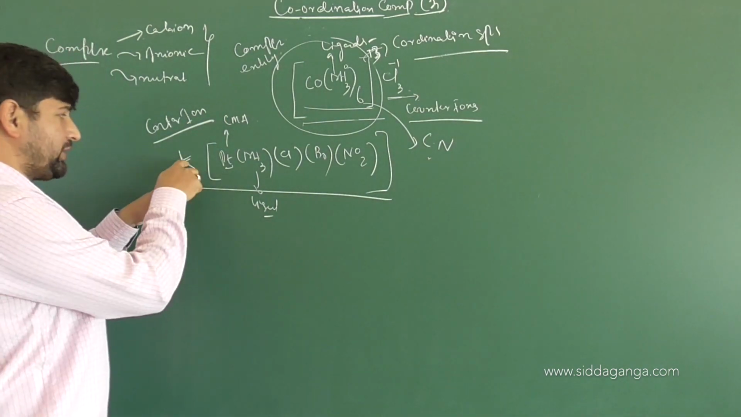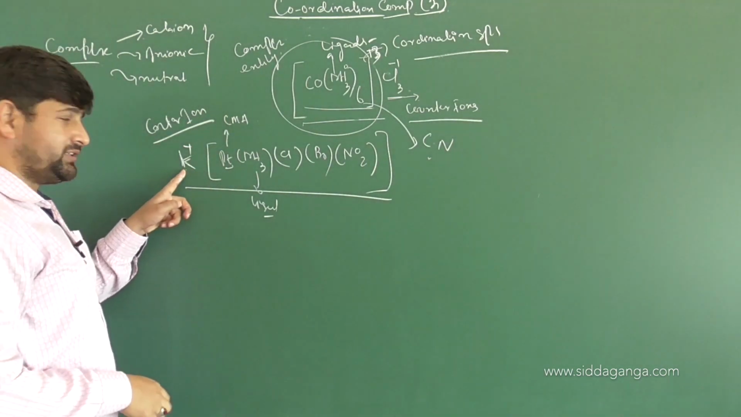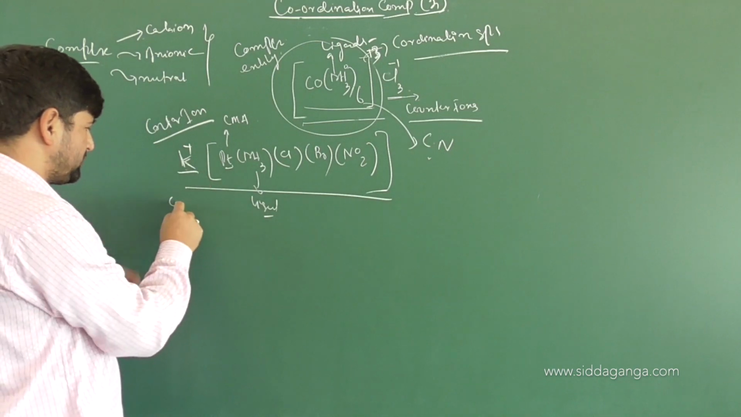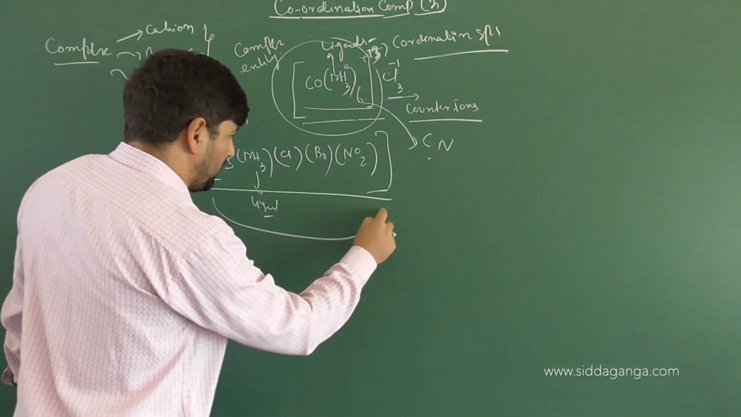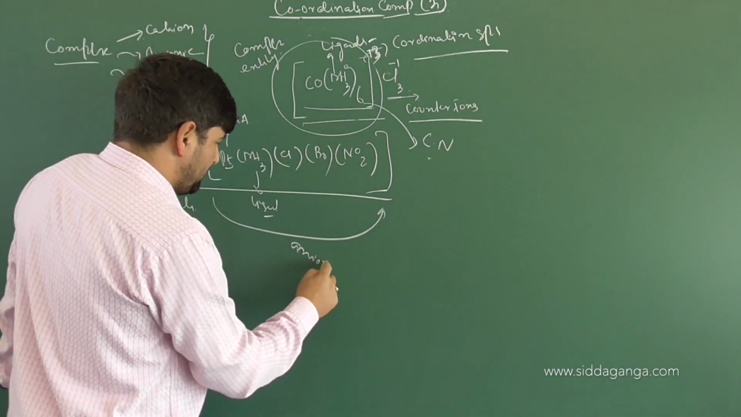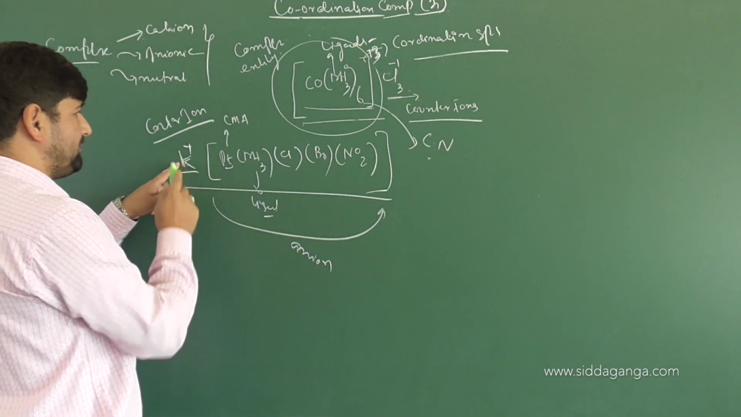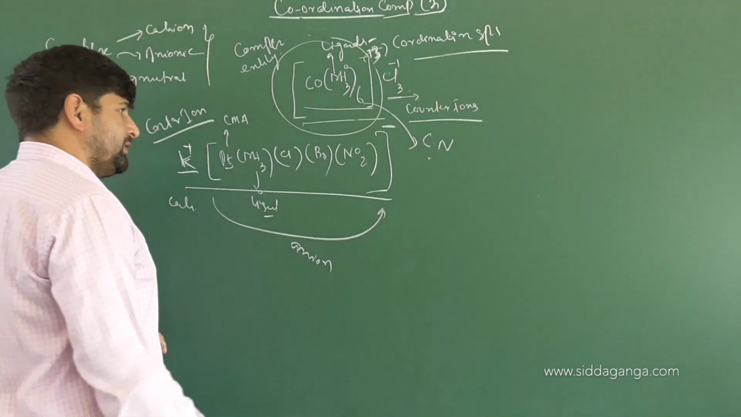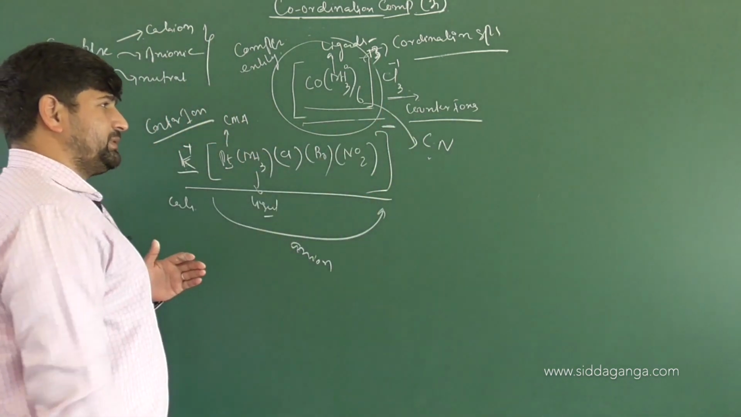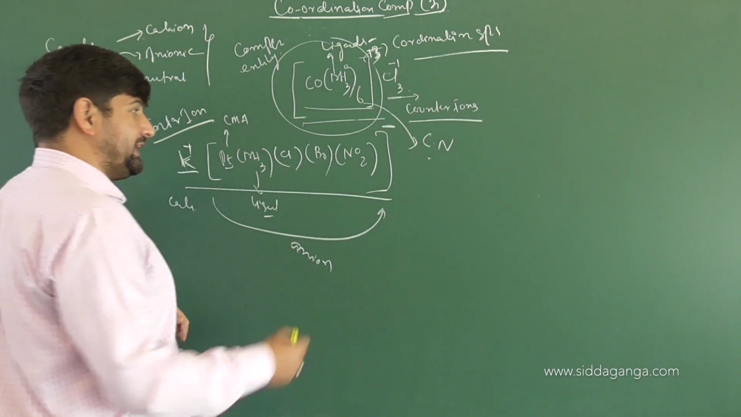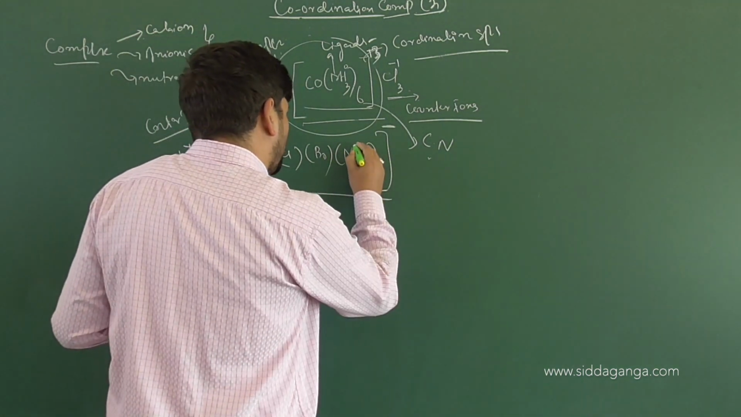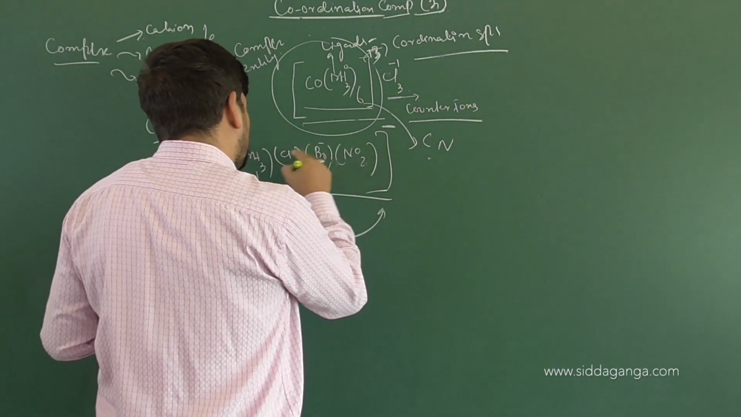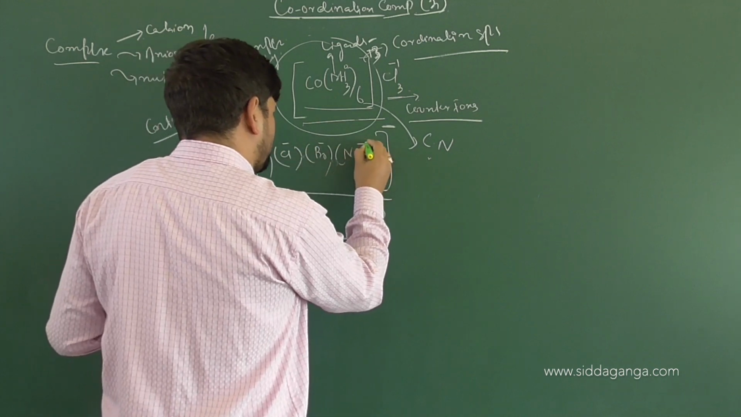In this case, the counter ion has what charge? Positive charge. It means when it dissociates, it will dissociate into a cation, and this whole will be what? Anion. Because the electron that has been lost by potassium will go onto this complex. It will be minus here. Later, when we discuss different types of ligands, we will show that. Br is minus, chlorine is also minus, NO2 is also minus.